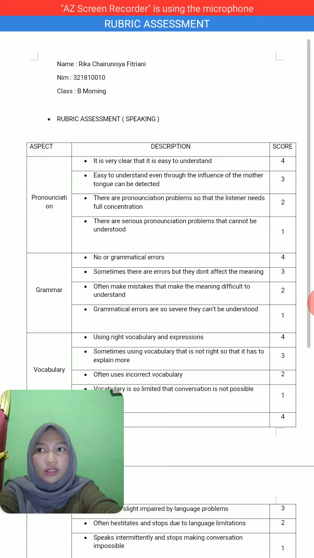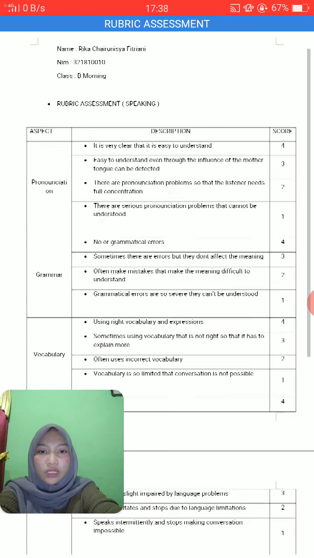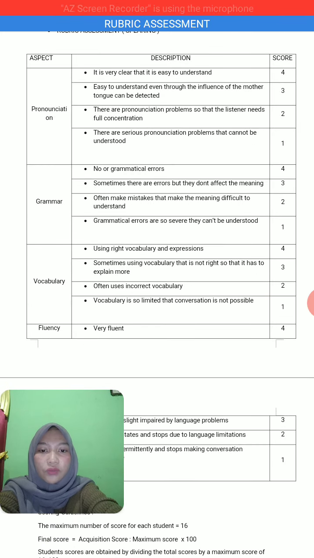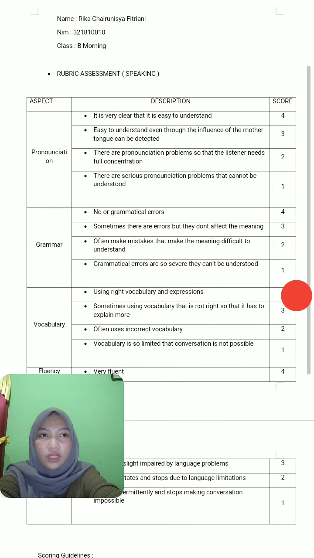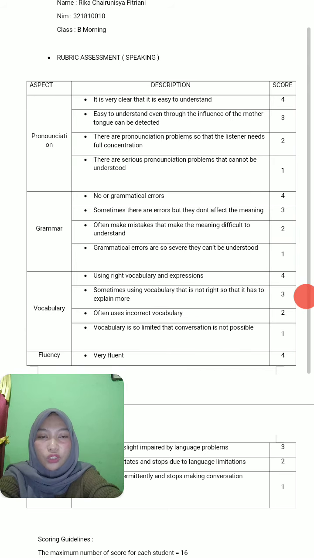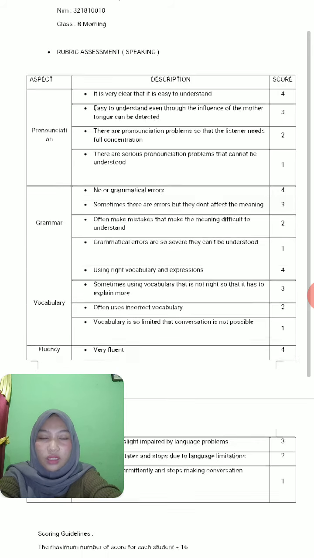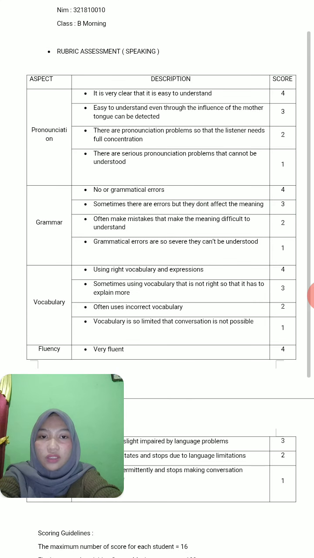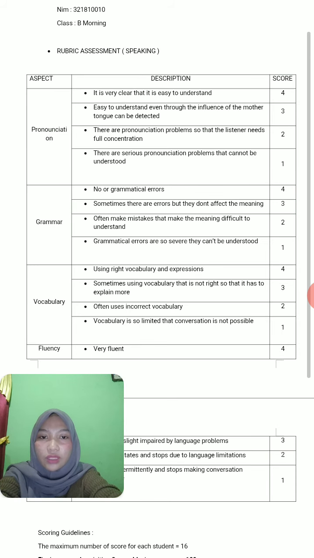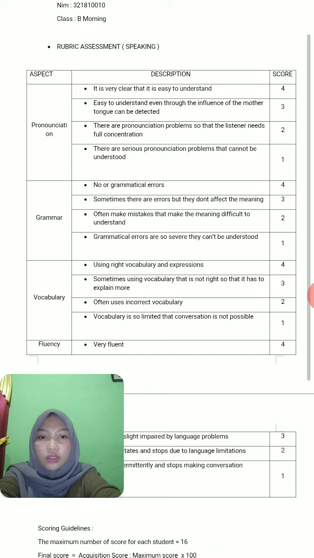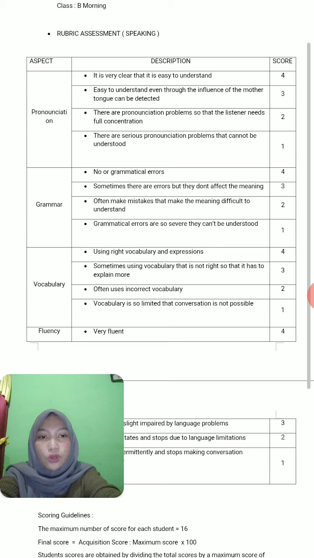In speaking, there are several components that will be tested, namely pronunciation, grammar, vocabulary, and fluency. In the pronunciation component, a student will get a score of 4 if it is very clear, that is, easy to understand, and a score of 3 if it is easy to understand, even though the influence of the mother tongue can be detected, and a score of 2 if there are pronunciation problems, so that the listener needs full concentration, and a score of 1 if there are serious pronunciation problems that cannot be understood.